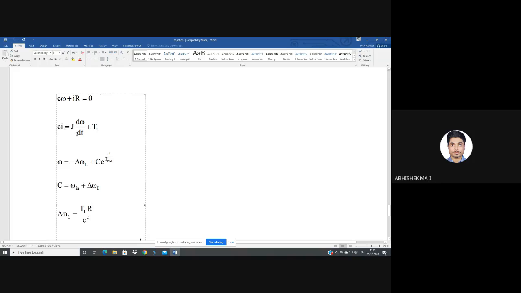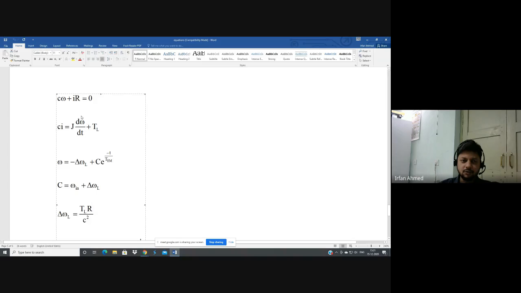Motor torque is equal to dynamic torque J d omega by dt plus the load torque, that is TL. Okay, so if you solve these two equations for omega, instead of I, we substitute this and we solve this. The equation that you get is omega is equal to minus delta omega L plus some constant C e to the power minus t upon TEM, where TEM is once again the motor time constant that we had seen in the previous class.